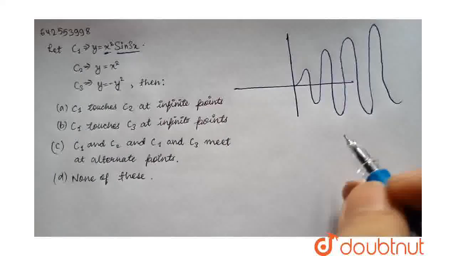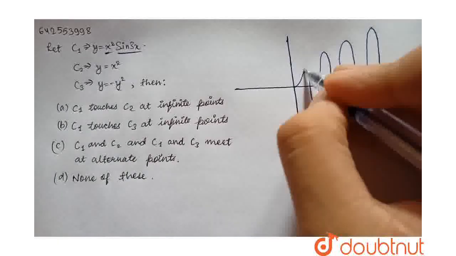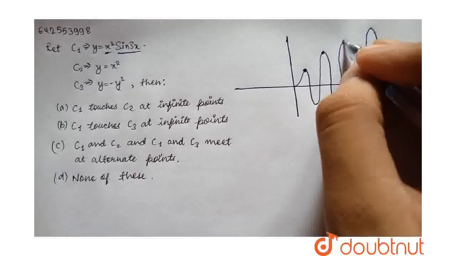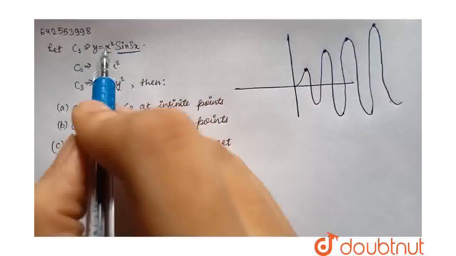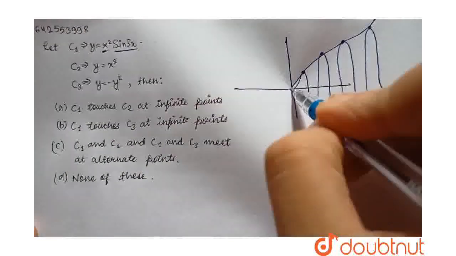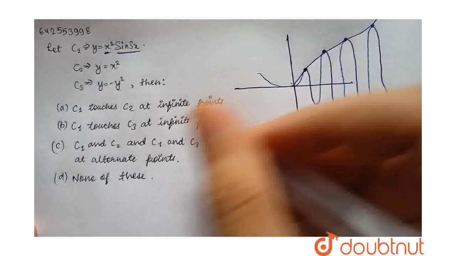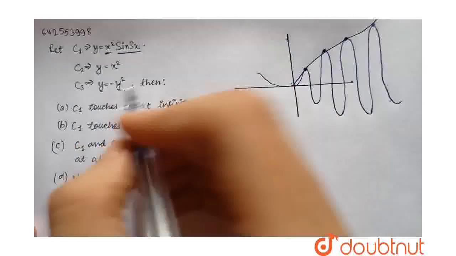And next is y is equal to x square. As we can see, at the peak points, that is when sine 3x is 1, the function would be x square. So y is equal to x square would be something from here. It is a rough diagram, so don't mind. And y is equal to minus of y square.